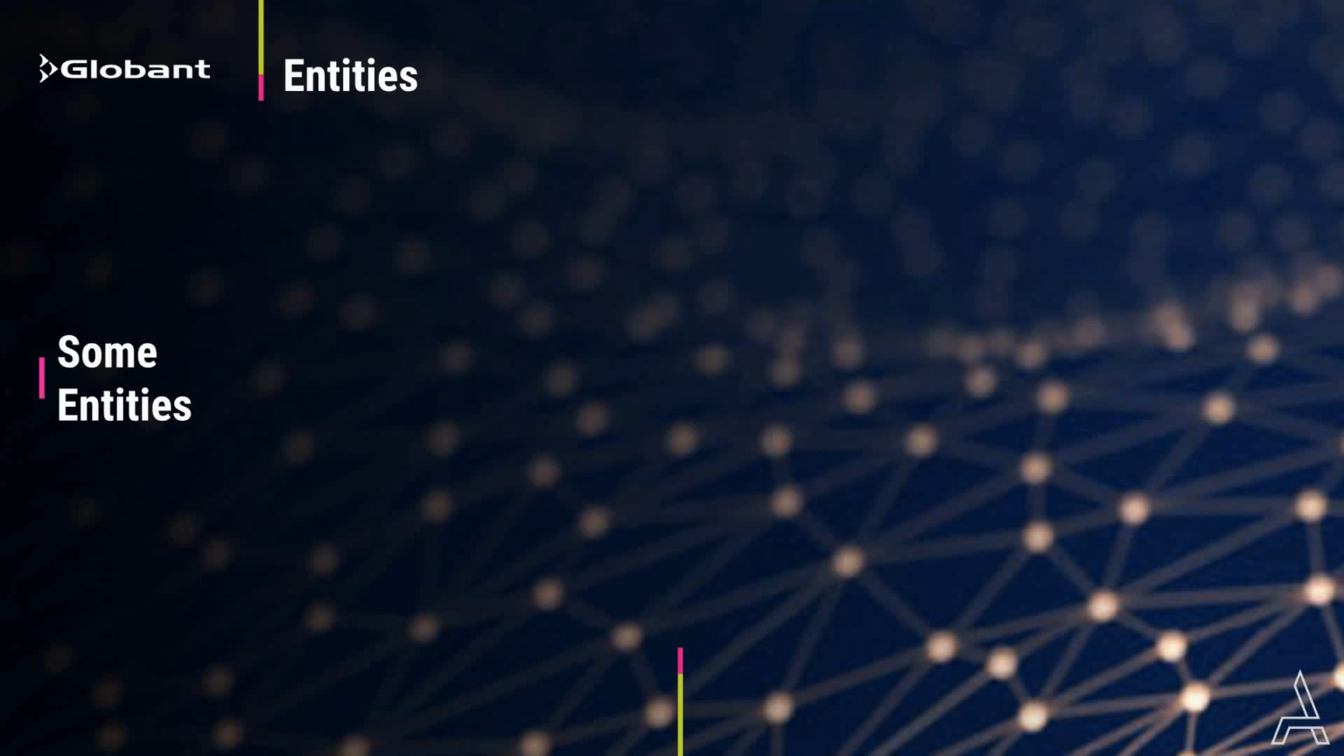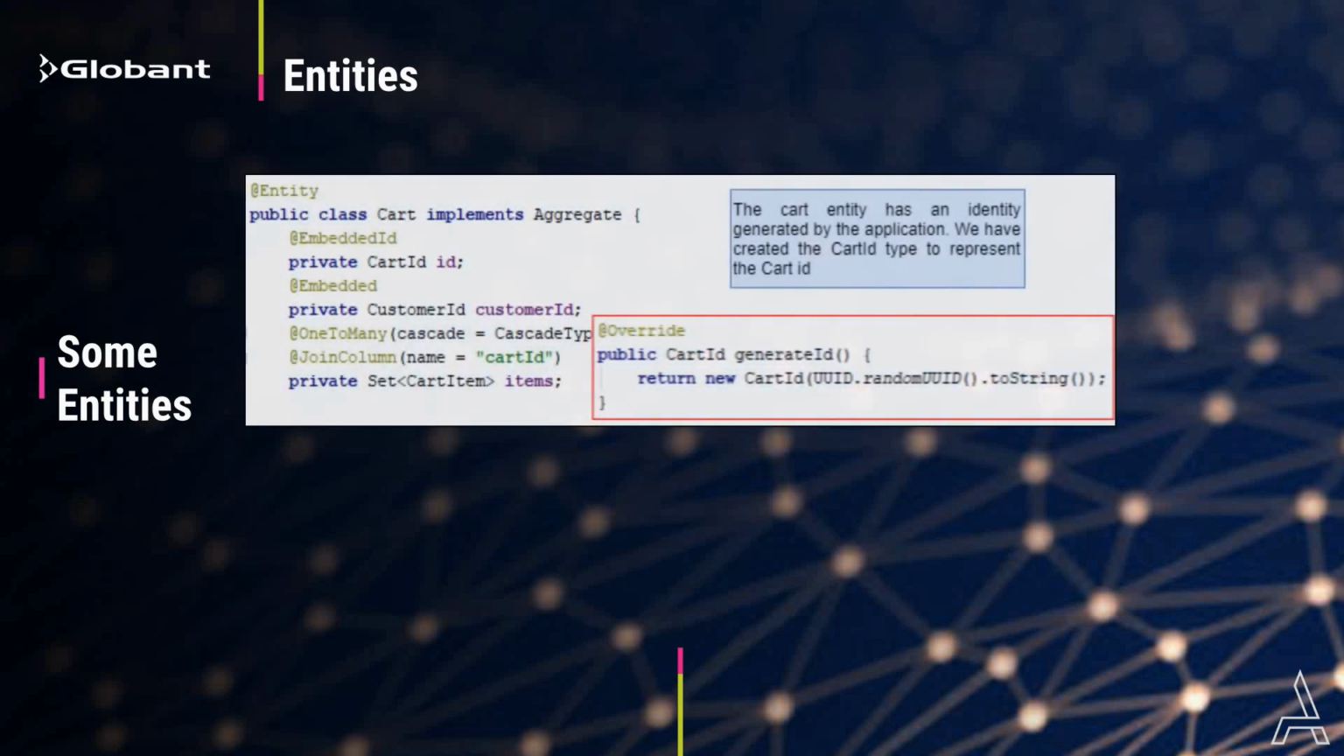Now that we know what an entity is, it is time to check some entities in our domain. Here we have the card entity. The card entity has an identity generated by the application. We have created the card ID type to represent the card ID, and we are generating the ID using a UUID.